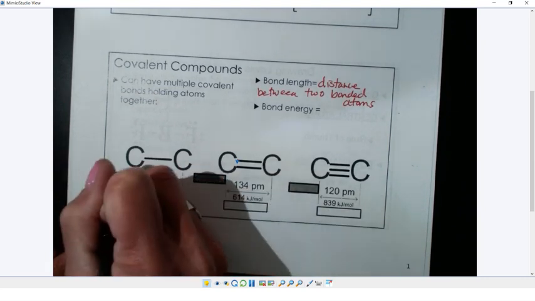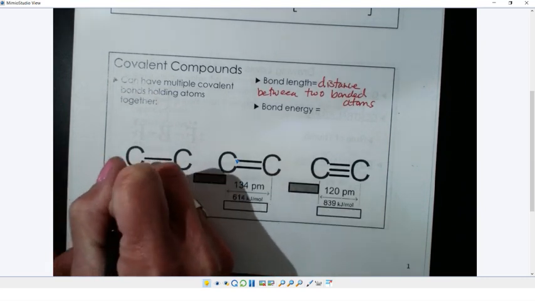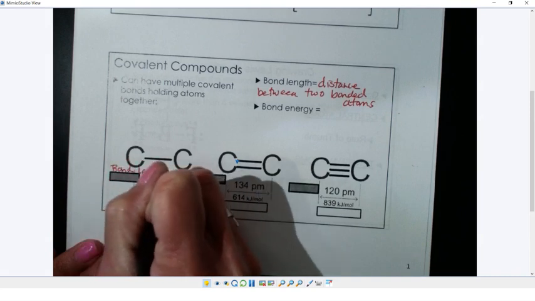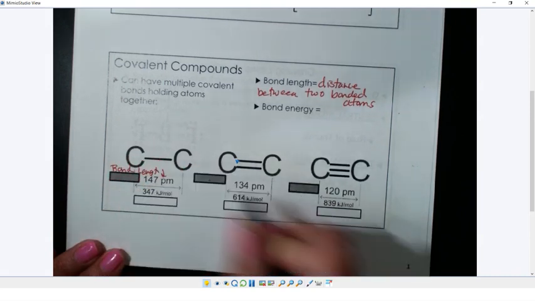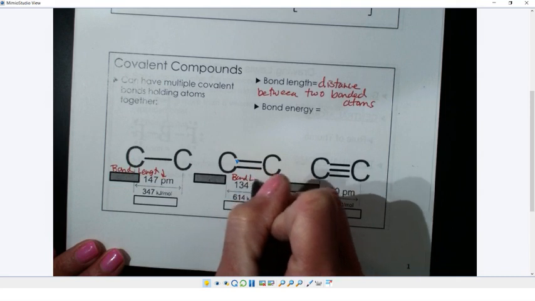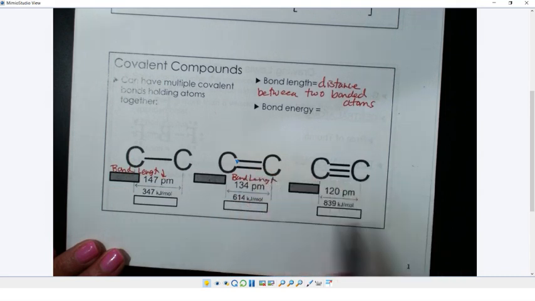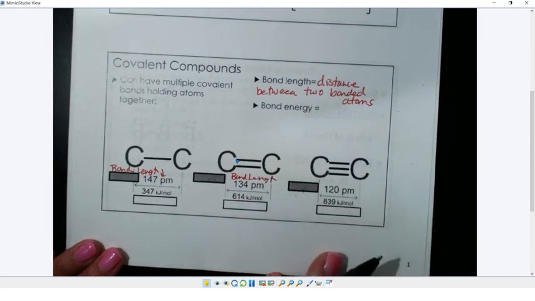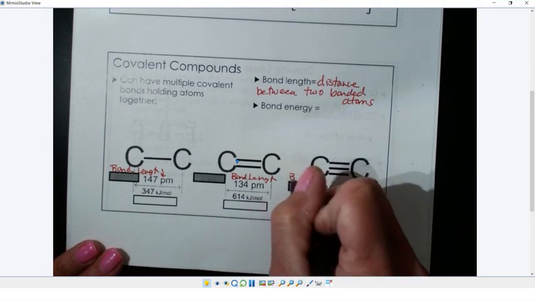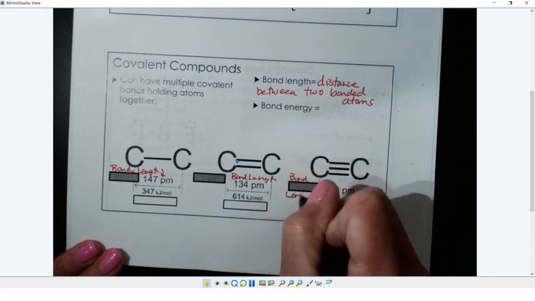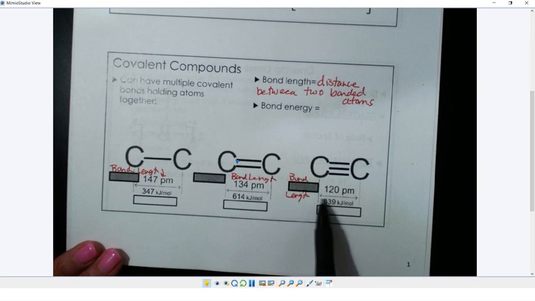So you can put it right here wherever you want to put it. Bond length, little arrow, bond length. Really, I wanted you to put it in here, but that's just definitely not happening. So this is your bond length. Okay, so each one of these.